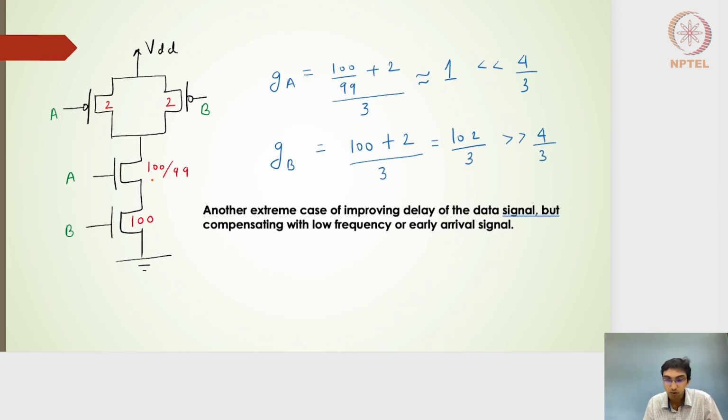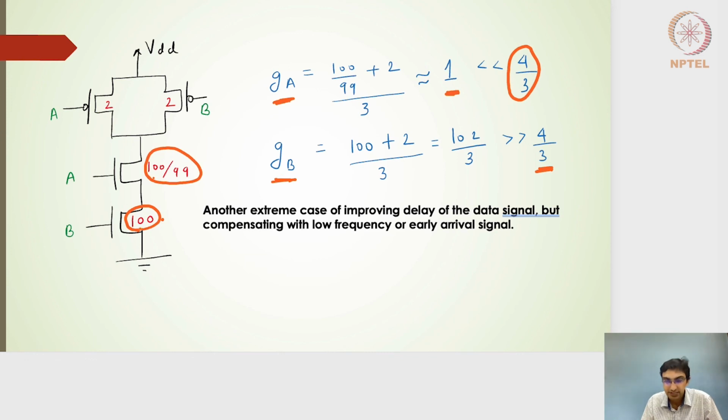What if I make it more extreme? Instead of 4/3 and 4 here, I make it 100/99, and 100 here. So I have a huge width on the B transistor, and A is nothing but 100 by 99. Naturally, the logical effort of A will be 2 plus 100 by 99 divided by 3, which turns out to be very, very close to 1, the logical effort of the inverter, and very much less than 1.33 or 4 by 3. B, if it is 100, is going to drastically increase: 100 plus 2 divided by 3, 102 by 3, which is very much higher than 4 by 3.